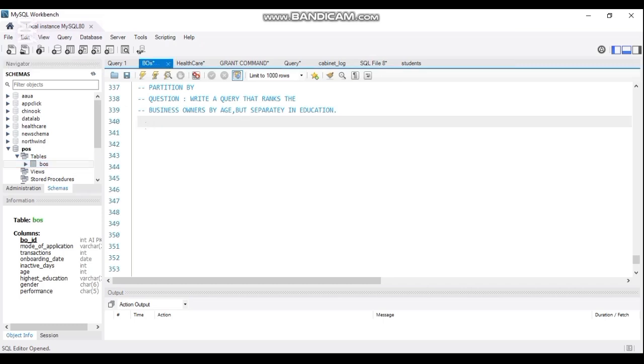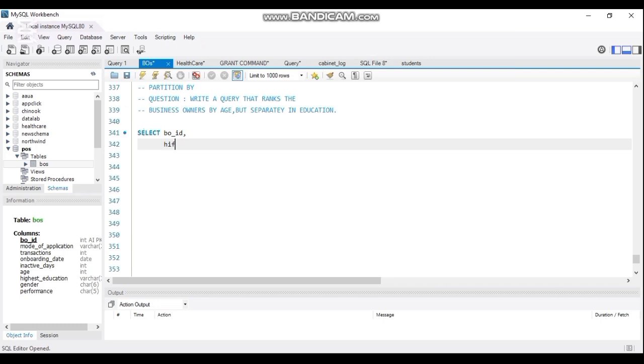Now let's quickly go into the query by answering a question that says we should return the query that ranks the business owners by age and separate them by their education. So we know what ranking means. Rank means for you to give a ranking to the data. When there are ties, it will skip a number.